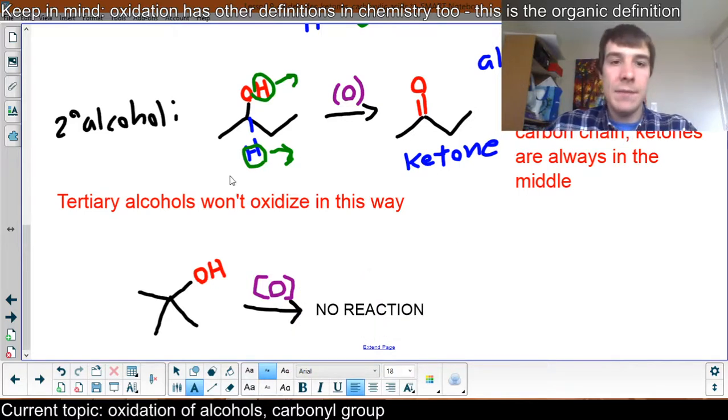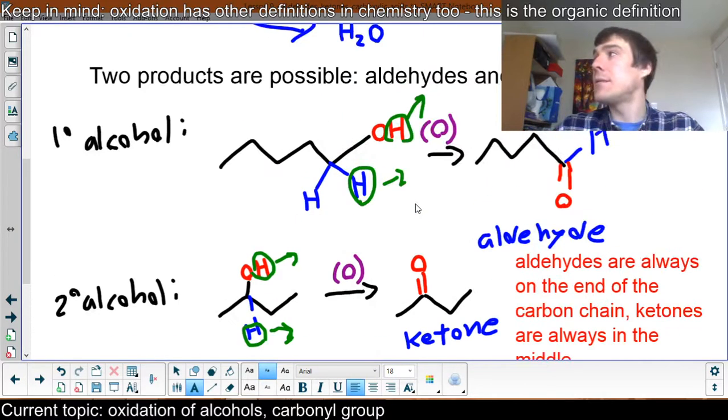Why not? Well, it's because of this, right? We have to pull off another hydrogen in order to install the double bond. We can't make a second bond here. If we made a second bond there, then this carbon would be seeing 5 bonds. We can't lose these carbons. Tertiary alcohols do not oxidize. That's something that's important to point out. So that we get aldehydes, we get ketones.